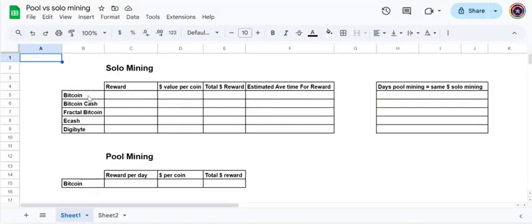Now, I think one of the easiest ways for me to show you what's the best way to mine would be this little table I've got here. So we're going to look at the rewards, the dollar value per coin, your total dollar reward, which is going to be your reward times your coin value. We're going to see how long it takes to actually mine a potential coin, and then compare that to what you could mine daily if you were to just pool mine. And then we're going to work out how many days it's going to take to earn the same dollar amount if you were to solo mine, and that should give us what's the best coin to mine. So let's get into it and let's look at the rewards first.